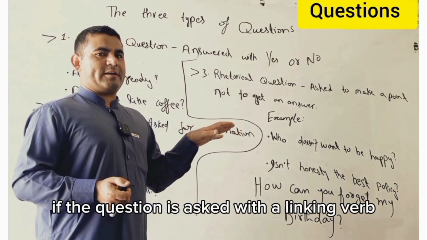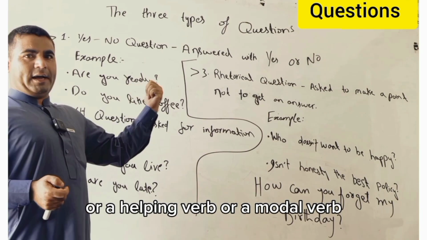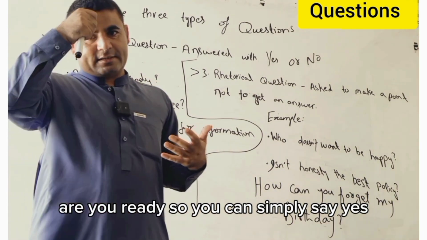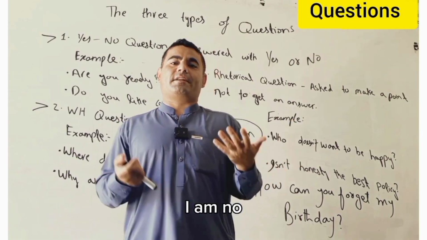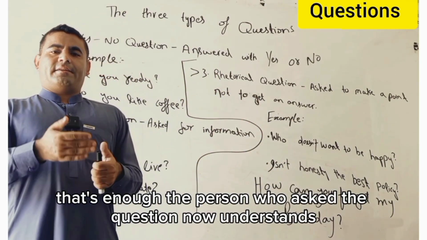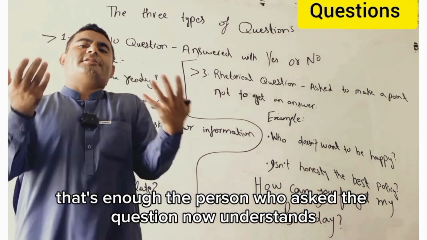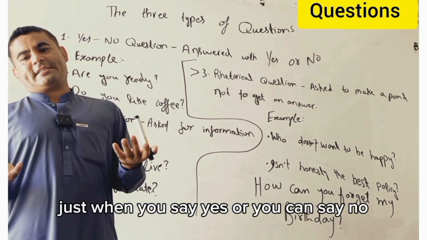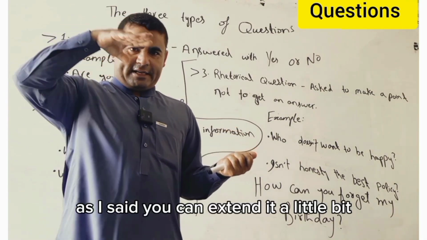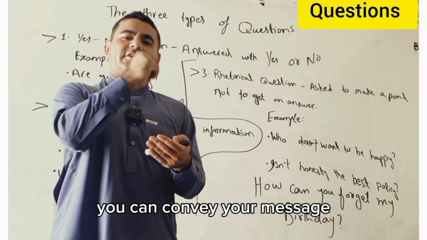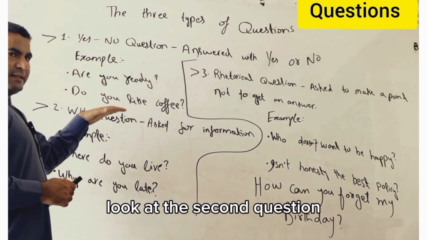For example, if the question is asked with a linking verb or a helping verb or a modal verb, are you ready? You can simply say yes. Yeah, you can extend it a little bit. You can say yes, I am, no, I'm not. But if you just say yes, that's enough. The person who asked the question now understands whether you are ready or not, when you say yes, or you can say no. As I said, you can extend it a little bit, but if you simply answer with yes or no, you can convey your message.